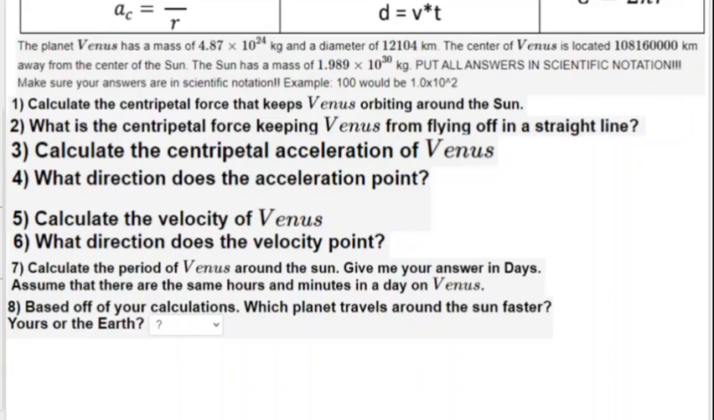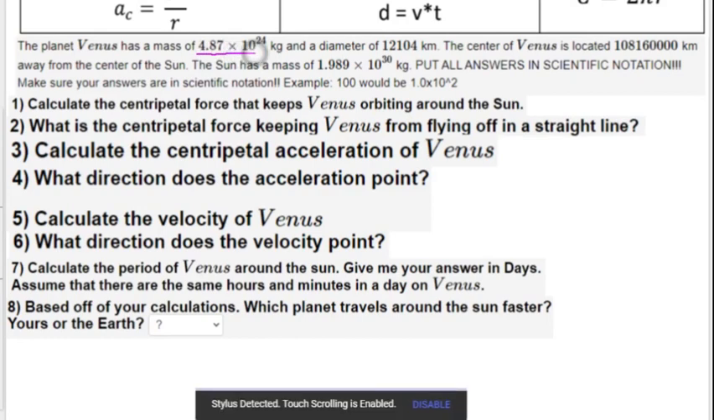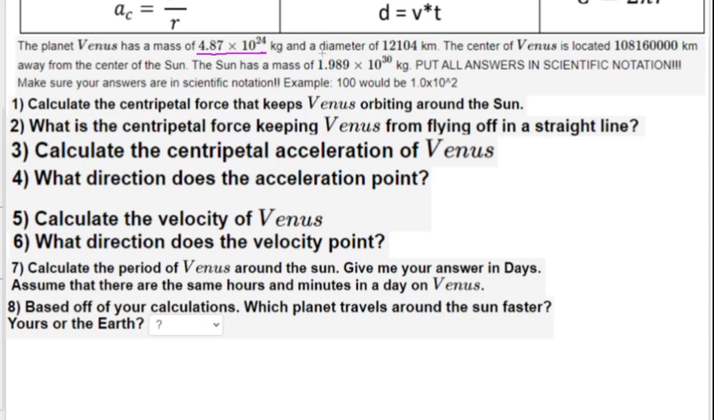Alrighty guys, let's go ahead and take a look at this problem we got here. It says we have the planet Venus and it has a mass of 4.87 times 10 to the 24th kilograms and a diameter, that sounds interesting, of 12,104 kilometers. So this is super important that it's giving us diameter and it's giving it to us in kilometers. We'll come back to that later.